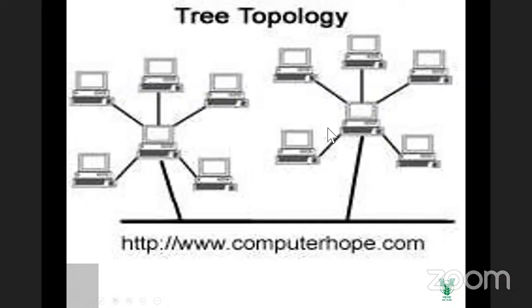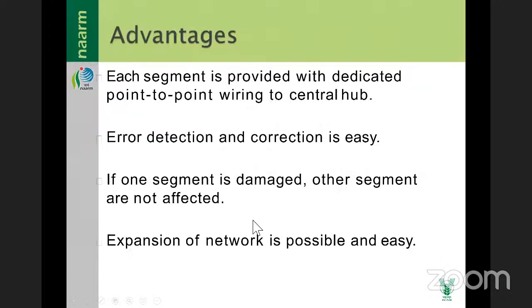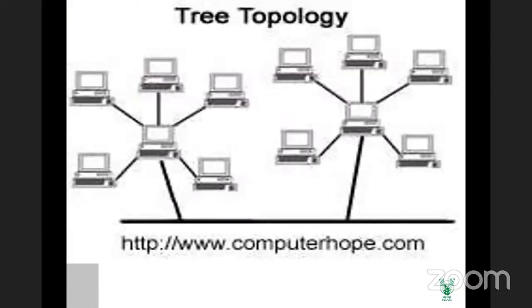If you go to computermap.com, you will get complete information. This is one child, this is another child. This is a tree structure. So like that we are making tree topology. We can say tree topology is like star topology plus bus topology, sir. Yes, both are merged like this.